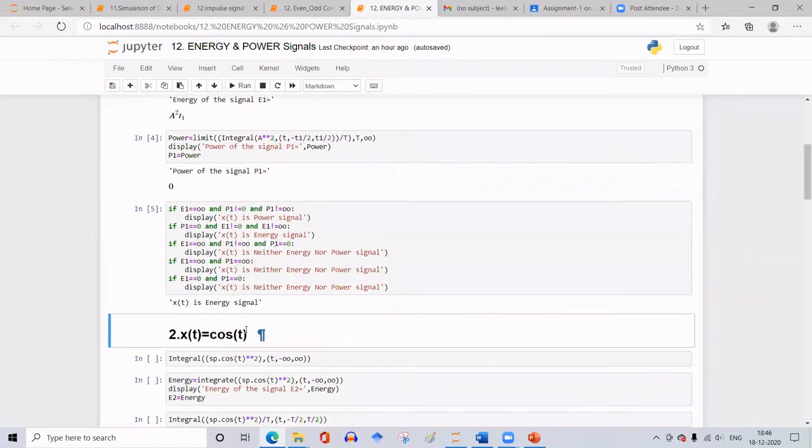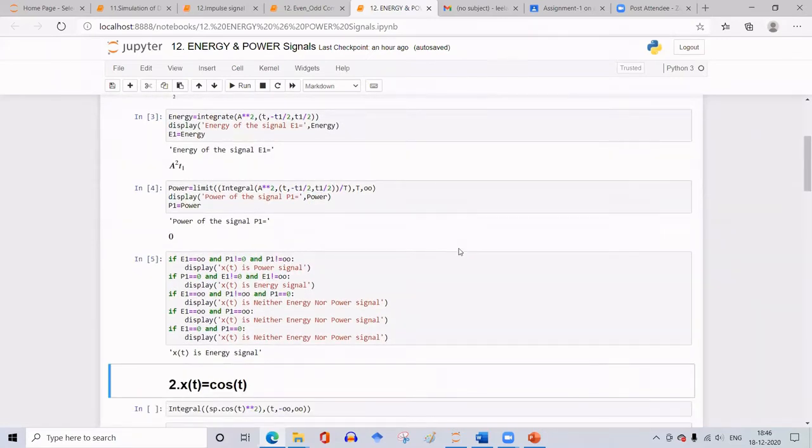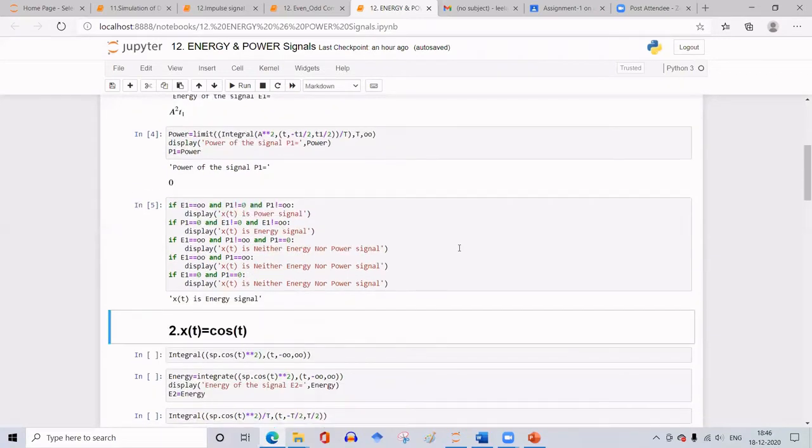So, any doubt here in this problem? No, ma'am. No? Okay. Next, let us take the next problem.